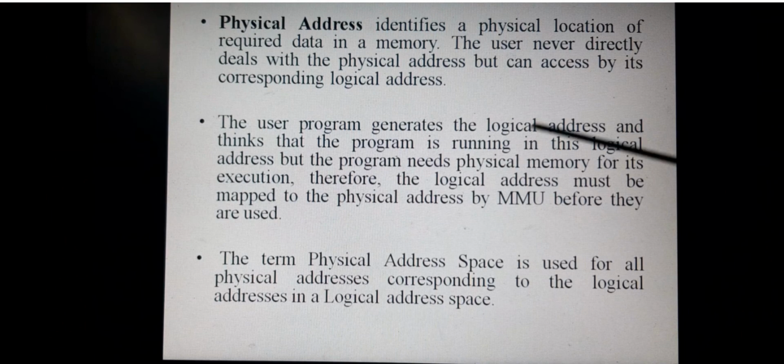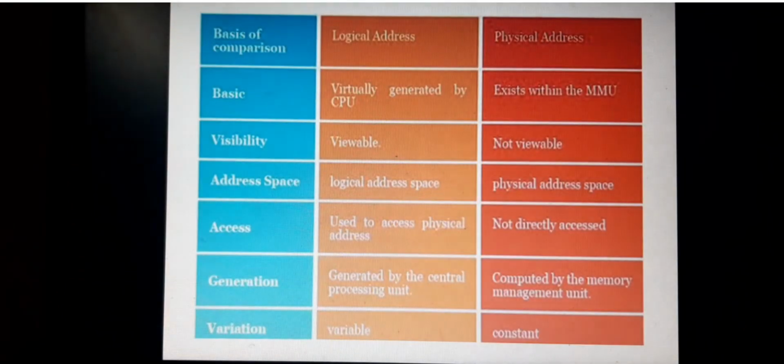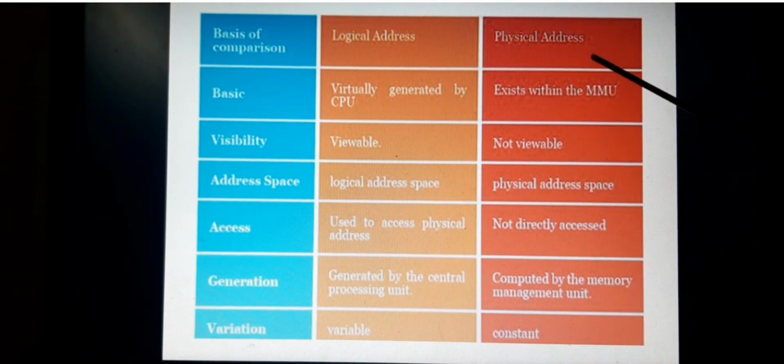So this is all the theory part. You can read it out or you can take a screenshot of it. This is the comparison of logical address and physical address. This also you can take a screenshot of. This is how mapping is done between logical and physical addresses.